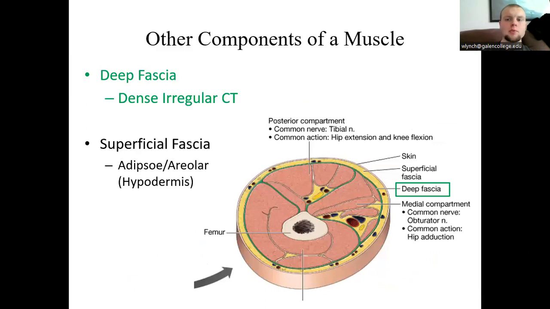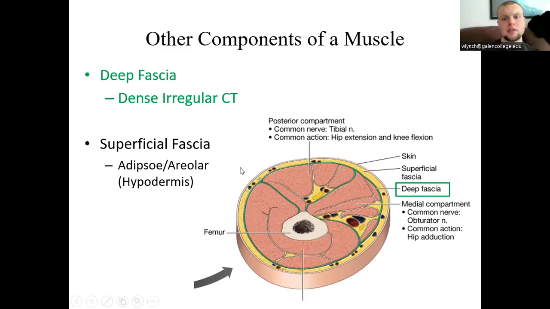There's going to be a deep and superficial fascia. The deep fascia is surrounding the muscle tissue proper. The superficial fascia is surrounding the exterior portion. So it's going to be around the adipose tissue. This is also known as the hypodermis or the subcutaneous region. So we saw that with the skin and the integument.